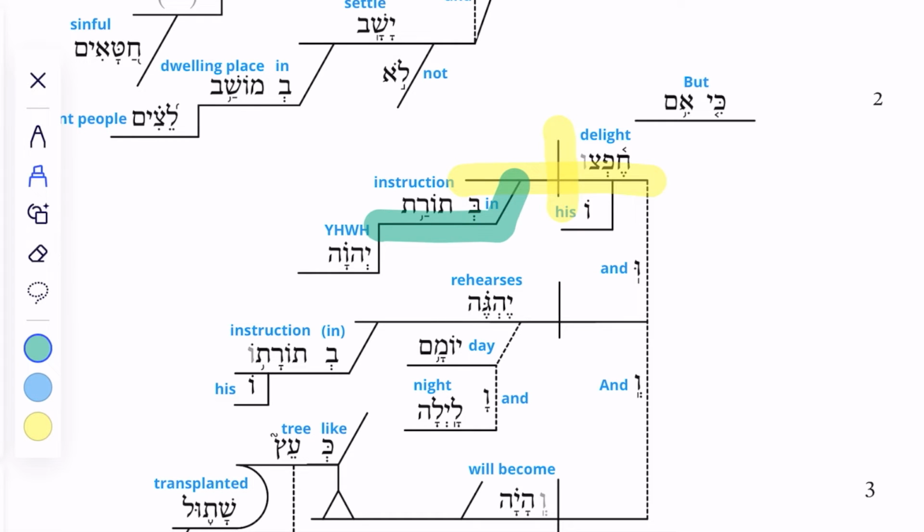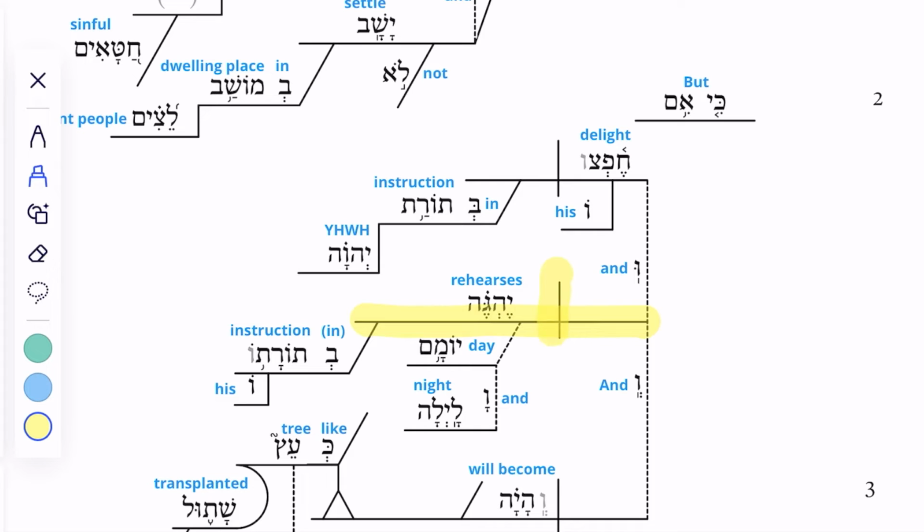Notice that the prepositional phrase, in the instruction of the Lord, is modifying an empty slot. This here is known as a locative clause, in which something like the adjective located is implied. So we could say that his delight is located in the instruction of the Lord. It remains a verbless clause, but one that's expressing location.